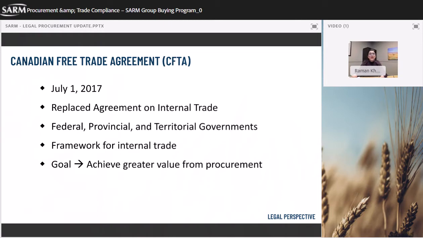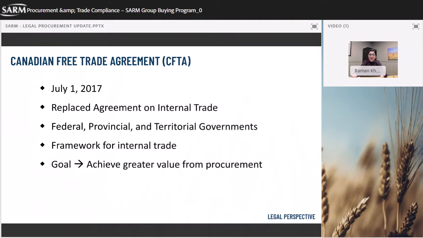Now, the Agreement on Internal Trade was the first pan-Canadian agreement seeking to eliminate barriers for the movement of goods and services. It was great in theory, but in practice, it wasn't being utilized. So as of July 1st, 2017, the Canadian Free Trade Agreement replaced the Agreement on Internal Trade and it is no longer in effect. So the CFTA picked up where the AIT left off.